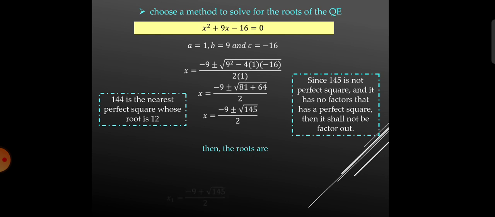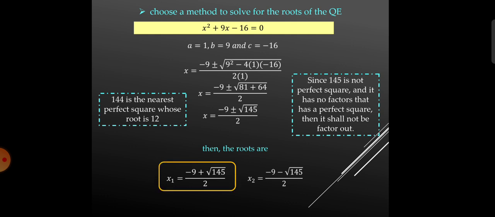Therefore, the roots are buwagon, 9 plus, 9 minus. X sub 1 is negative 9 plus square root of 145 over 2. X sub 2 is negative 9 minus the square root of 145 over 2. Okay?